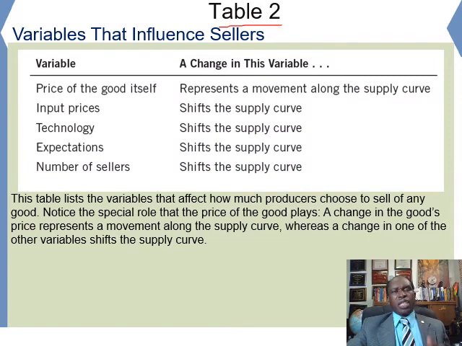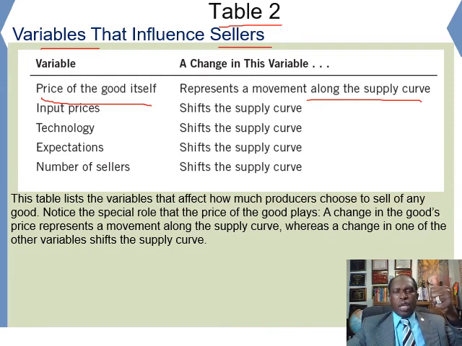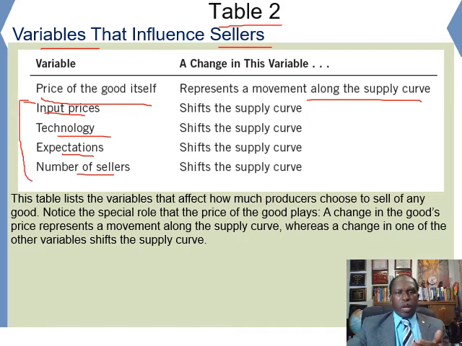Table 2 summarizes the variables that influence sellers. For instance, a change in the price of the good itself will lead to moving along the supply curve. This means that a change in the price of the good will never shift the supply curve. Increasing the price of the good will lead to an increase in the quantity supplied. A decrease in the price of the good will lead to a decrease in the quantity supplied. Any other factor impacting supply besides the price of the good, such as input prices, technology, expectations, and number of sellers, will shift the supply curve.